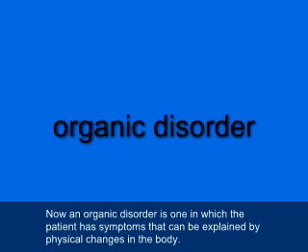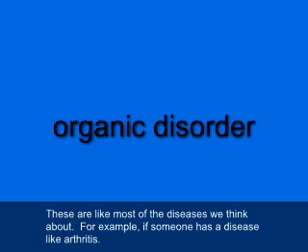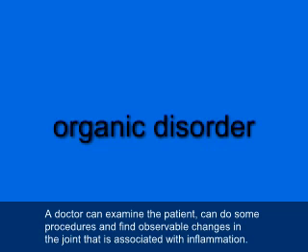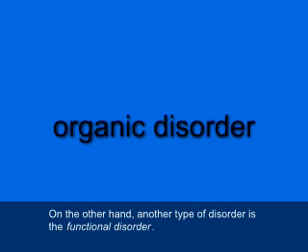Now, an organic disorder is one in which the patient has symptoms that can be explained by physical changes in the body. These are like most of the diseases that we think about. For example, if someone has a disease like arthritis, a doctor can examine the patient, can do some procedures, and find observable changes in the joint that's associated with inflammation.